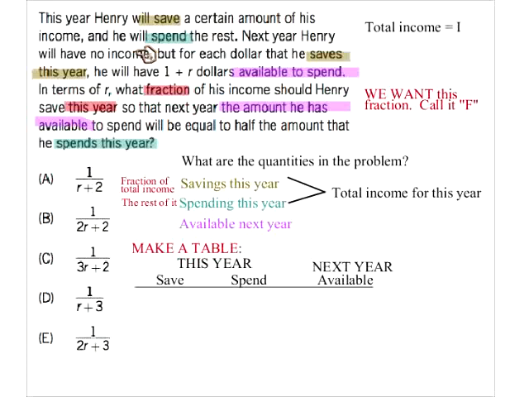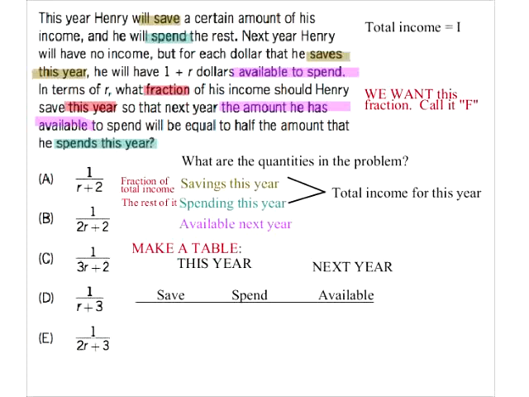How does f work? F is a fraction. So think about f being 2/3 or something like that. None of this has interest in this problem. Not yet. We're not using the 1 plus r yet, because we're just talking about fI. Because your total income is I.